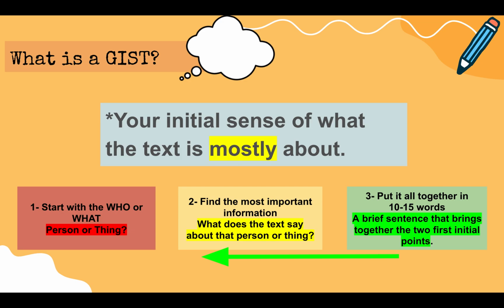So if we break it down a little further, when we think about the who or what, we want to think about what person or thing the text is talking about. It's usually a very important person or a significant event or an important place. Then we want to think about what the text says about that person or thing. And then we want to put it all together in a brief sentence that brings together the two initial points that we were able to determine.